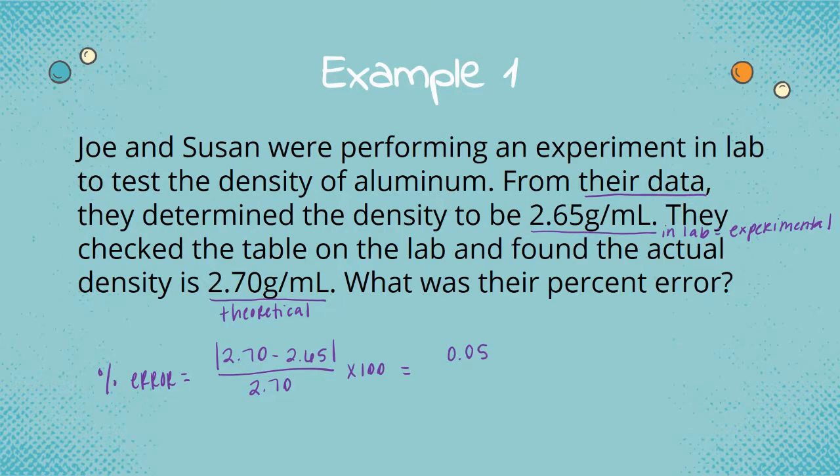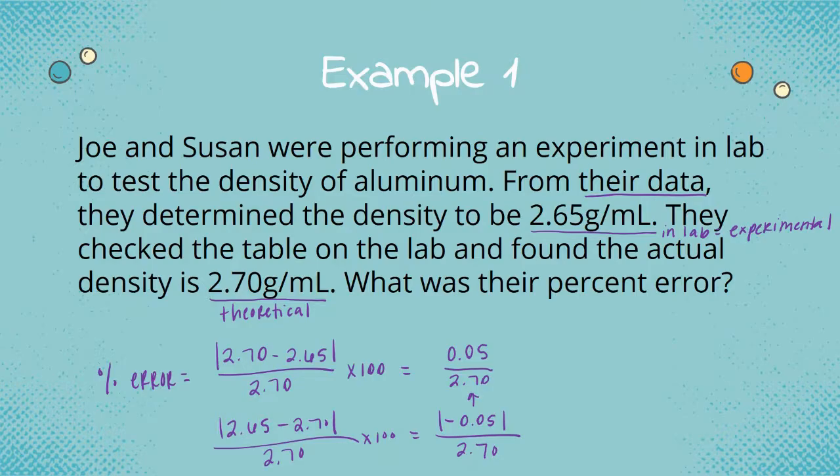And because that was already positive, I don't have to worry about the absolute value part. And I divide that by 2.70. Now here's where you can see it doesn't really matter the order of the top, because if I would have set up the equation like this, then I would have got negative 0.05. But when I take the absolute value of that, I end up right there again. So the order doesn't matter as long as you remember the absolute value bars.